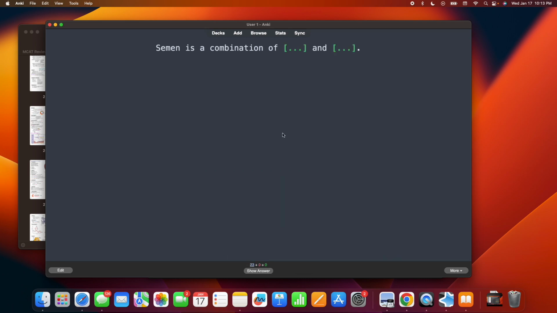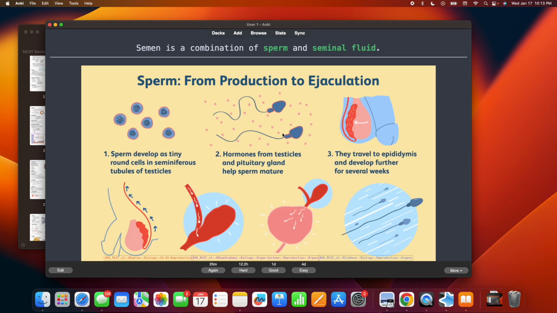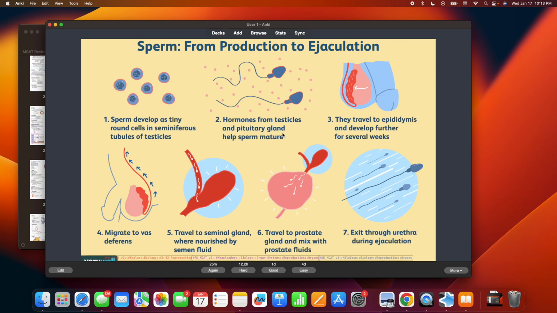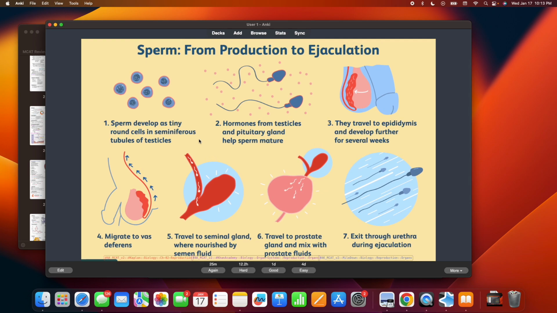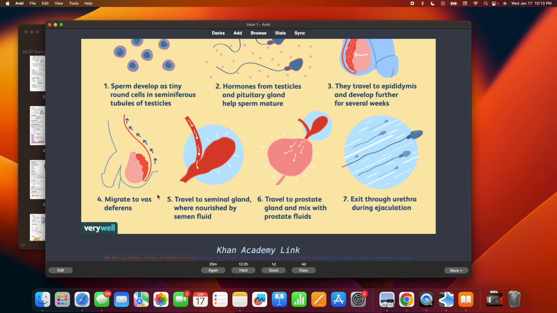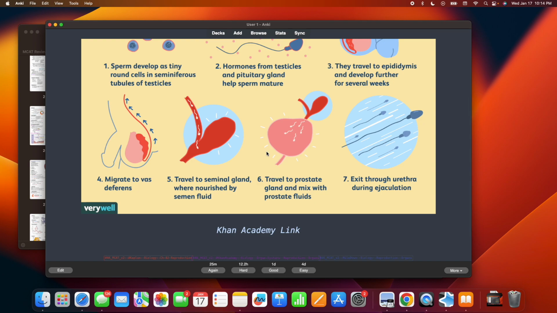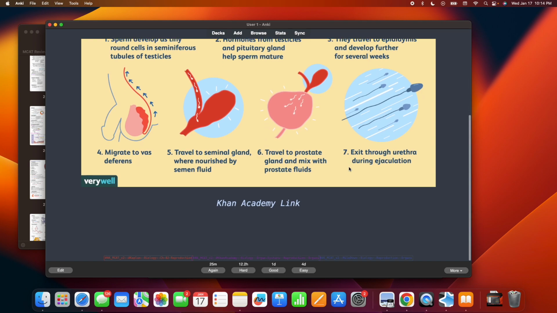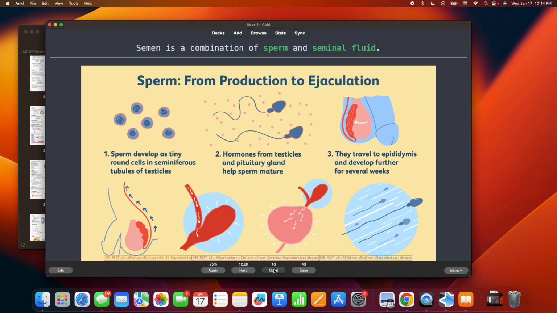Semen is a combination of sperm and seminal fluid, right? Sperm from production to ejaculation. Sperm develop as tiny round cells in seminiferous tubules. Hormones from testicles and pituitary gland help sperm mature. They travel to epididymis and develop further for several weeks, migrate to vas deferens, travel to seminal gland where nourished by semen fluid, travel to prostate gland and mix with prostate fluids, exit through urethra during ejaculation. Amazing.